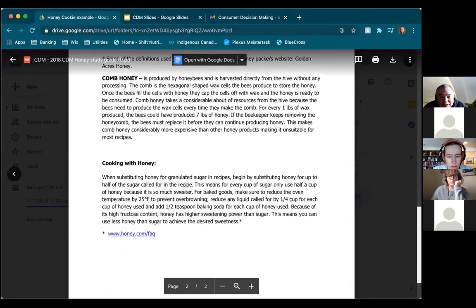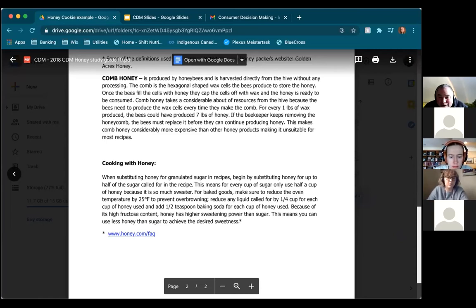Anyway, comb honey is produced by honeybees and is harvested directly from the hive without any processing. The comb is hexagonal-shaped waxed cells the bees produce to store honey. Once the bees fill the cells with honey, they cap the cells off with wax, and the honey is ready to be consumed. Comb honey takes a considerable amount of resources from the hive because the bees need to produce the wax cells every time they make the comb.